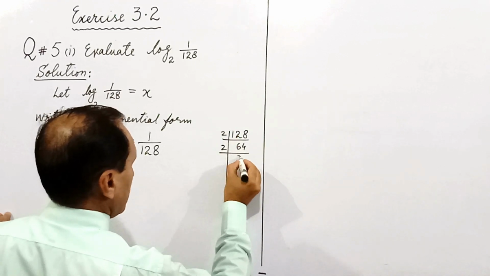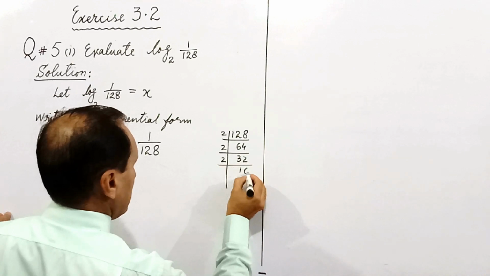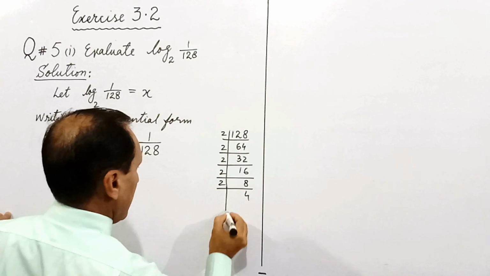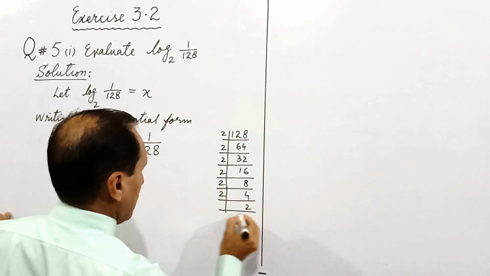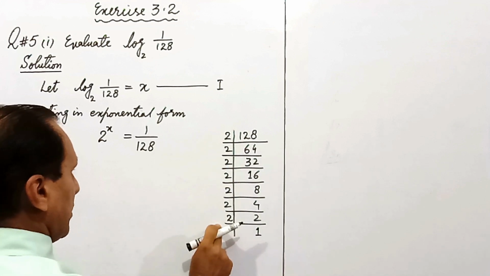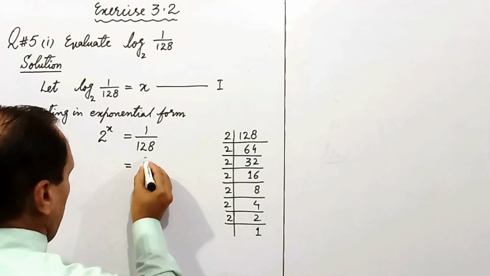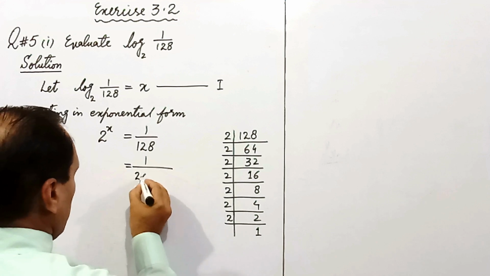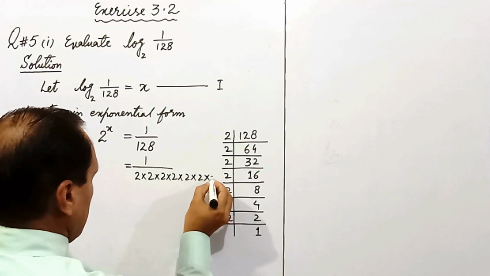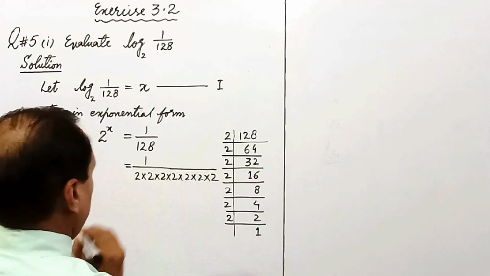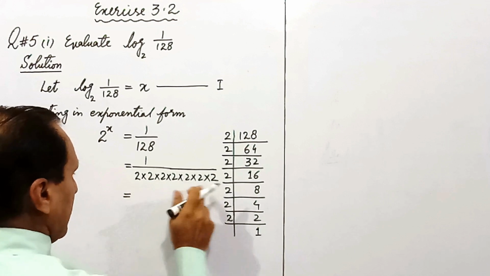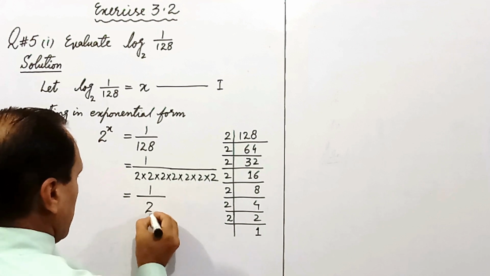2 64, 2 32, 2 16, 2 8s are 16, 2 4s are 8, 2 2s are 4, and 2 1s are 2. So 7 times 2 is equal to 128. So we can write 1 over 2 times 2 times 2 times 2 times 2 times 2 times 2. In a product, if bases are same, then the powers are added. So we can write as 1 over 2 raised to power 7.